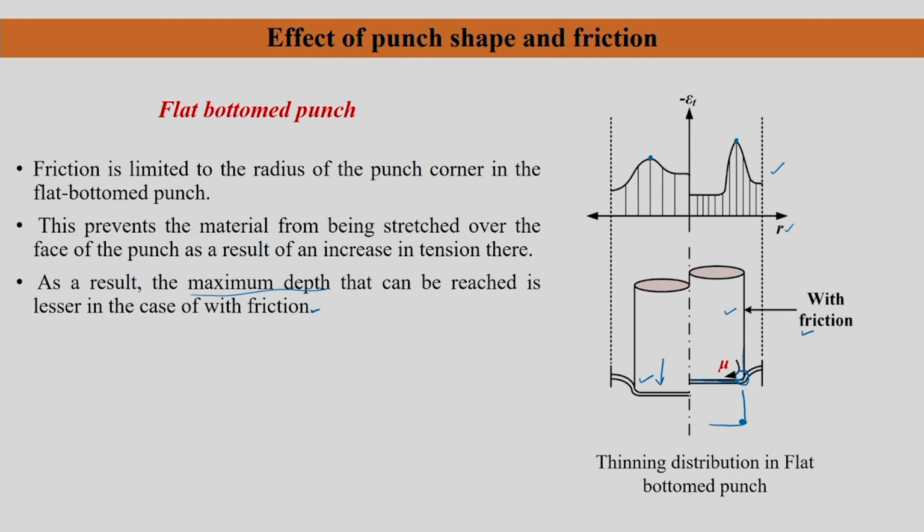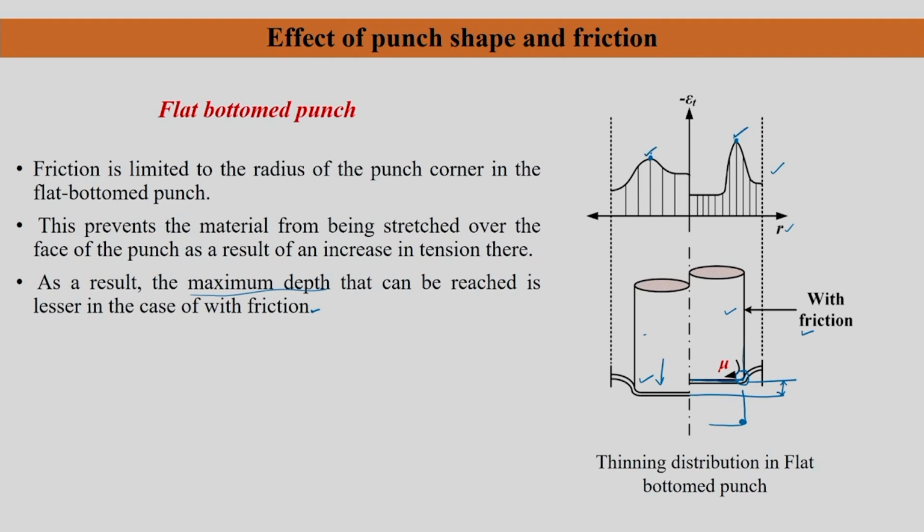That is why I just made this difference. You can see this difference. This difference comes into picture mainly because in the frictionless case, that is on the left hand side, you may have reached a larger forming height. Maximum depth that can be reached is lesser in the case of with friction. The main reason is the corner region: because there is a lot of friction, the corner region thinning will be dominant in this location as compared to the other one.